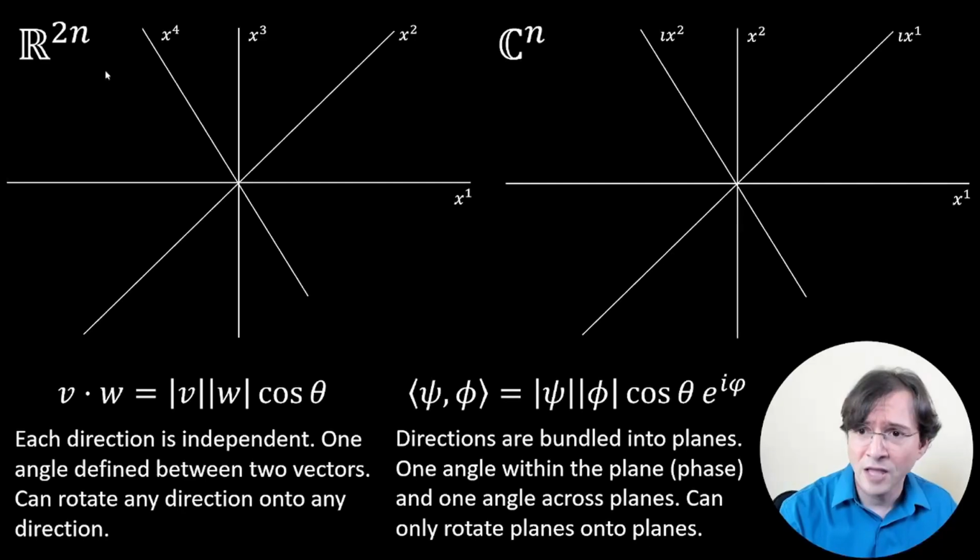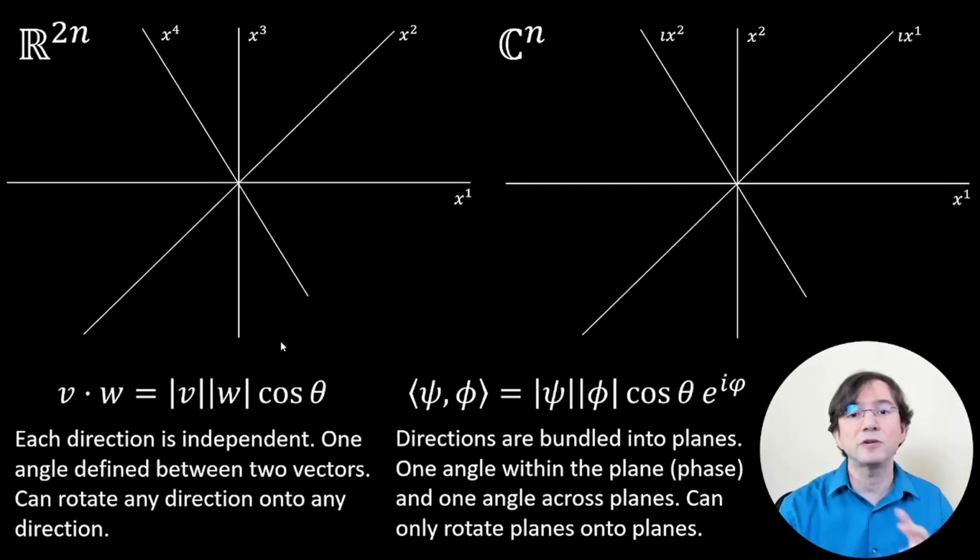So here it goes. Imagine that we have a real space that is 2n dimensional, so in this case it's 4-dimensional. So we have 4 independent components, 4 orthogonal directions, and we're going to have an inner product on this space where we take 2 vectors, and the scalar product is going to give us the norm of the 2 vectors multiplied by the cosine of the angle between the 2 directions that are represented by the 2 vectors.